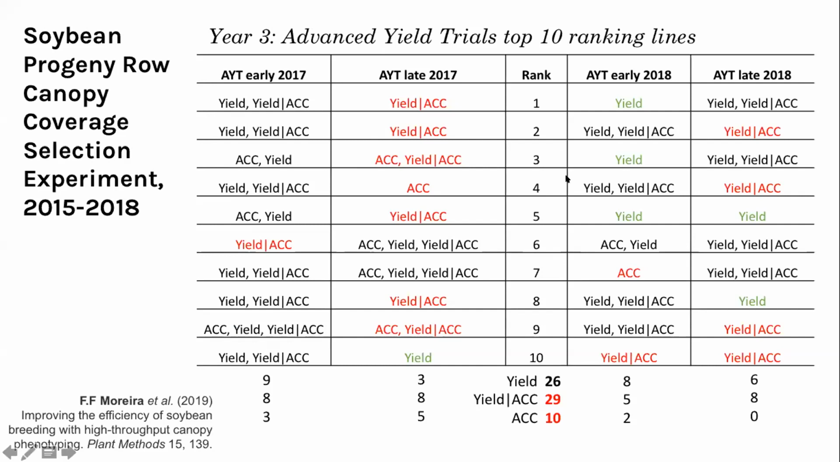And we're showing the selection categories for the top 10 ranking lines in those trials. And anything in red would not have been selected without drone data. So that's really emphasizing that it can be useful in certain years at least. And for the yield adjusted for canopy coverage selection category at the bottom, you can see it's selected more top ranking lines than yield alone.